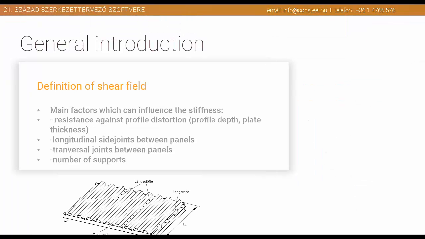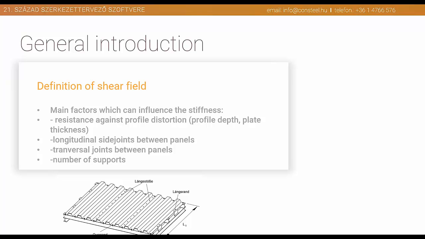The value of this S depends on many different factors, mainly on the resistance against profile distortion, which is, of course, important: what is the shape of the trapezoidal decking. Deeper, so if the profile depth becomes bigger and bigger, the profile gets weaker and weaker against profile distortion. If the profile depth is small, getting closer and closer to a completely flat plate, then the profile distortion resistance will be infinitely or close to infinitely high.